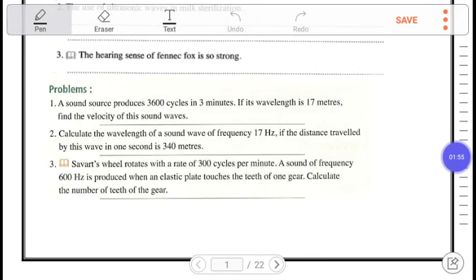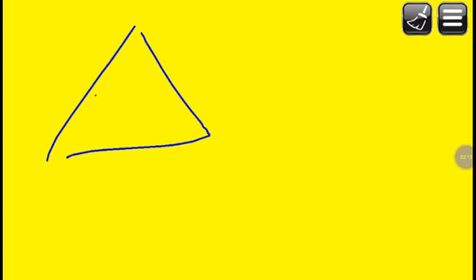Number 2, calculate the wavelength of the sound wave. The frequency equals 17. The distance traveled by this wave in 1 second equals 340. Okay, so the general law represents the velocity equals the wavelength times the frequency.